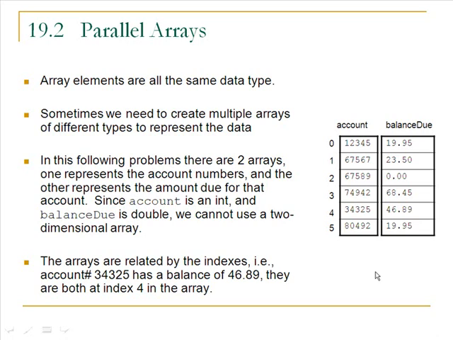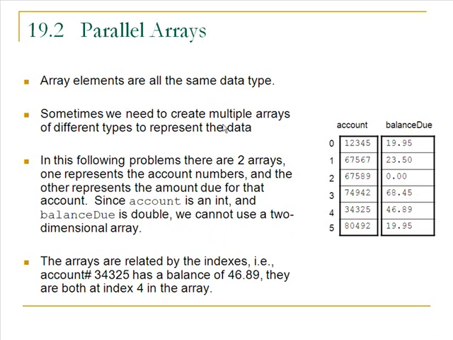I want to introduce the concept of parallel arrays. When you declare an array in C, each of the elements in the array must have the same data type. Sometimes you would want to have different kinds of data stored in an array, and you can't do that. You can instead create something called parallel arrays, where you have multiple arrays of different types of data. So suppose that there are two arrays, one representing the account numbers and the other representing the amount of money due for that account. So account number is an int, and the balance due is a double. We can't use a two-dimensional array to store that information, but we can use two parallel arrays.